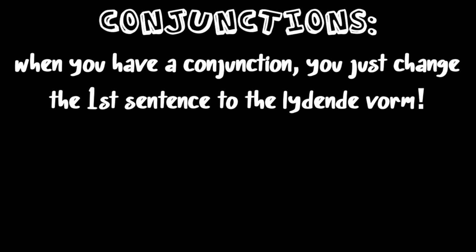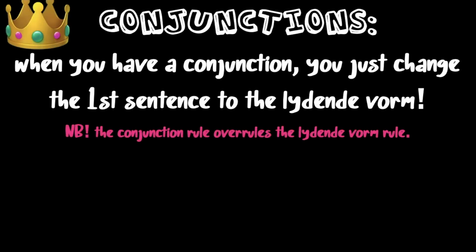is conjunction. So when you have a conjunction, you just change the first sentence to the Lydende Vorm. It is really important to know that the conjunction rule overrules the Lydende Vorm rule. You cannot move the verb 1 around after conjunction has been used because it won't make sense. It's not going to sound grammatically correct. The conjunction rule is probably one of the most important rules in Afrikaans.